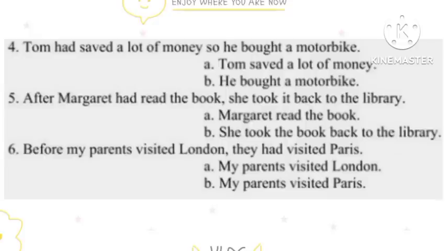Number 4, which happened first? Yang muncul duluan, kalimat duluan muncul apa? Kejadian yang pertama kali terjadi. Ya, Tom saved a lot of money. Menabung uang yang banyak. Nah, baru dia bisa membeli motorbike, motor.